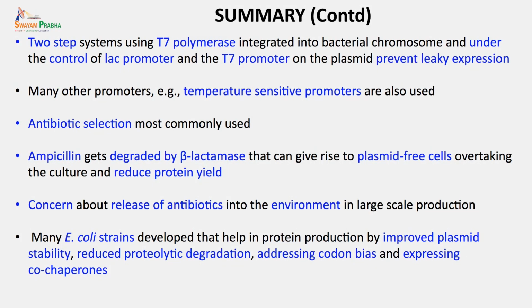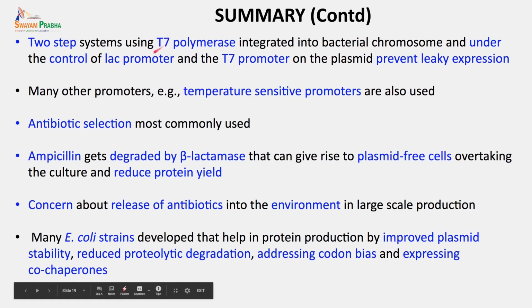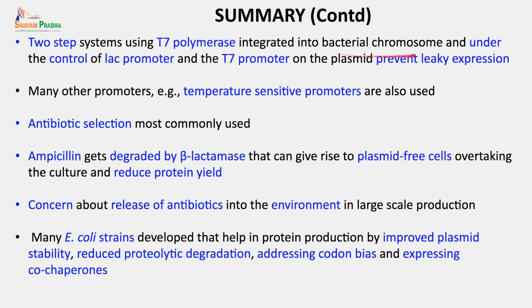Other than the lac promoter, there are two-step systems which have been developed, and they commonly use T7 polymerase, which is integrated into the bacterial chromosome as a prophage under the control of the lac promoter. And the T7 promoter, which is the bacteriophage promoter, is present on the plasmid. Although it does take care of the leaky expression to some extent, it is not really a totally foolproof system. There are many other promoters that have been developed, and some of the temperature sensitive promoters are very useful.